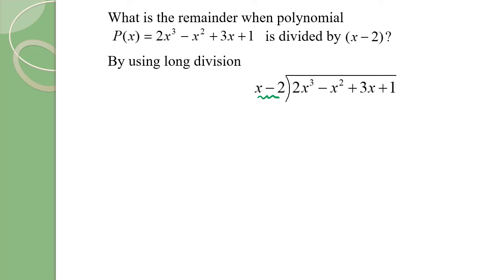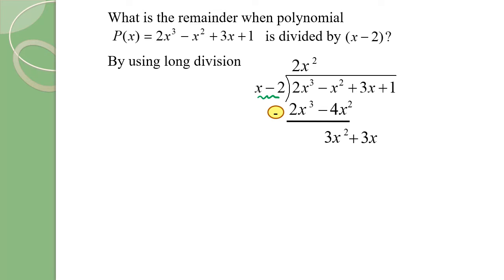So to get the quotient here, we have to multiply by 2x squared. So we have 2x squared, and then multiply the 2x squared with all the terms in the divisor. So we have 2x cubed minus 4x squared. Subtract everything, we get 0, and negative x squared minus negative 4x squared will be 3x squared. So bring down the 3x, so plus 3x.